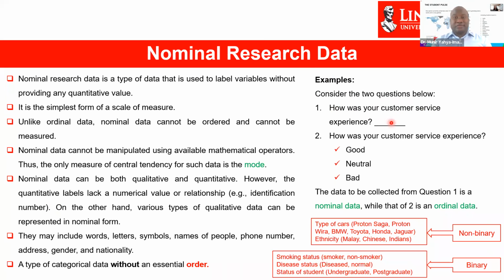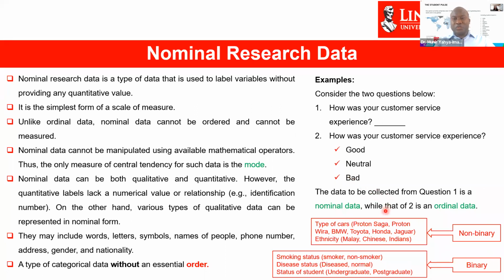In this case, whoever you're asking may decide to write what they feel. At the same time, you can still present the same question like this: how was your customer service experience? And you give options: good, neutral, or bad. The data collected from question one is nominal data, while that of question two is ordinal data because it follows a certain order. So this is the difference. But in some cases, you may combine the two. It depends on the nature of your research.